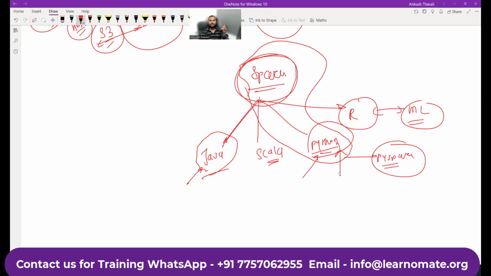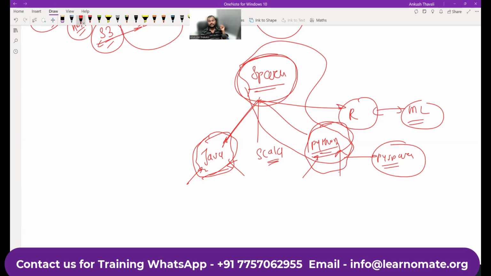Those people who are coming from a Java background know the pain of creating that jar file and then running it. It's very difficult. I already worked with Citibank on this Java Spark. Difficult means the execution process is very time consuming. So we replaced Java with Python and we started working on Python, which is called PySpark.